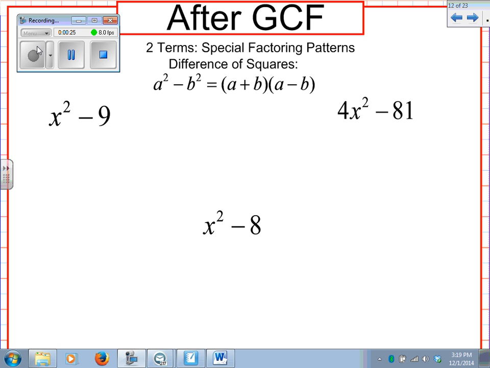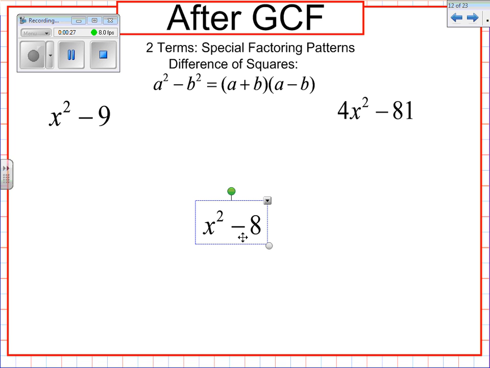So we're going to factor using a difference of squares when we have two terms that preferably are perfect squares. So we've got x squared, that's a perfect square. We've got 9, that's a perfect square. We remember that that factors to x plus 3 times x minus 3.